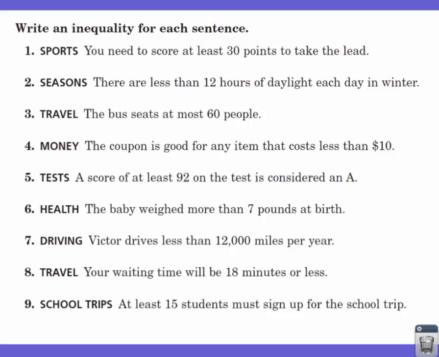Number one, you need to score at least 30 points to take the lead. So again, X, 30, and it says at least 30. So that means we've got to score more than that. Okay, so that's going to be greater than or equal to. At least is an equal to part. Number two, there are less than 12 hours of daylight each day in winter. So again, X, 12, and it says are less than. Okay, so that one is pretty simple. So we just put in a less than symbol.